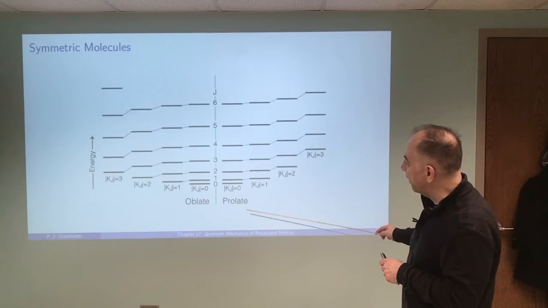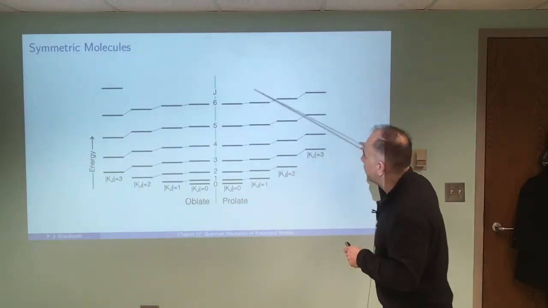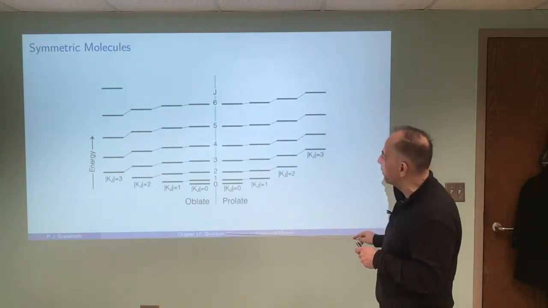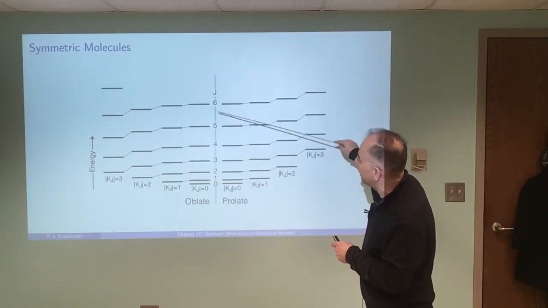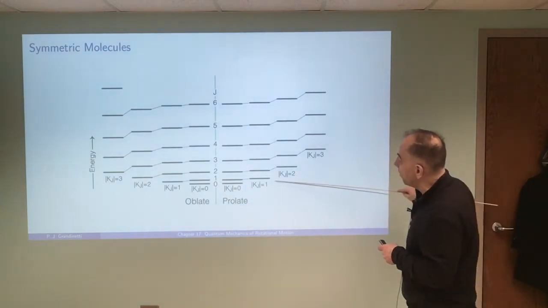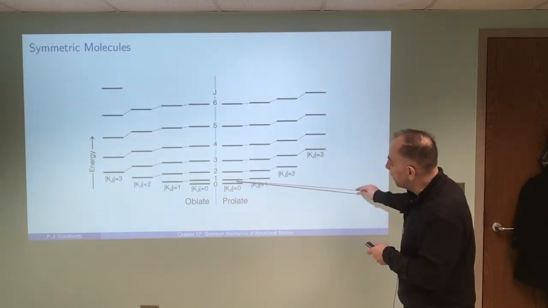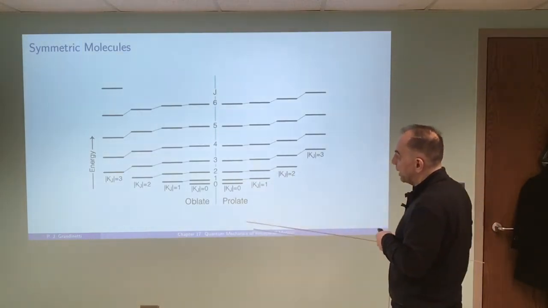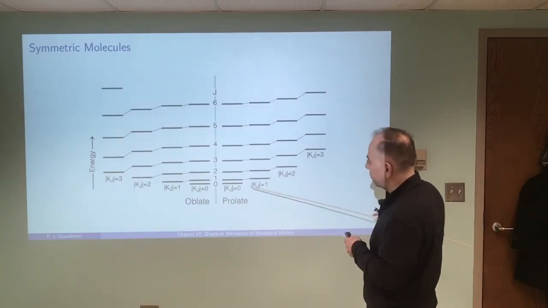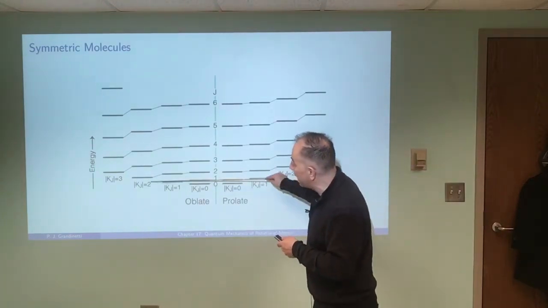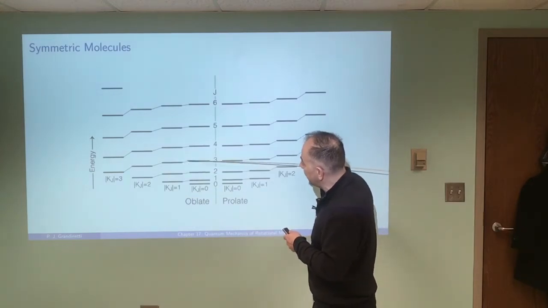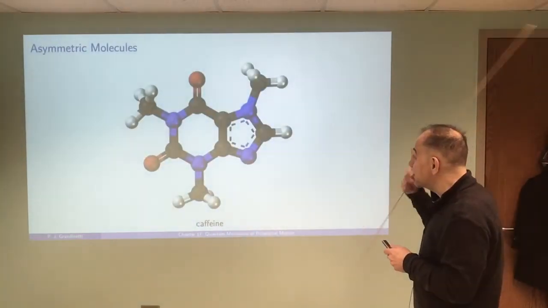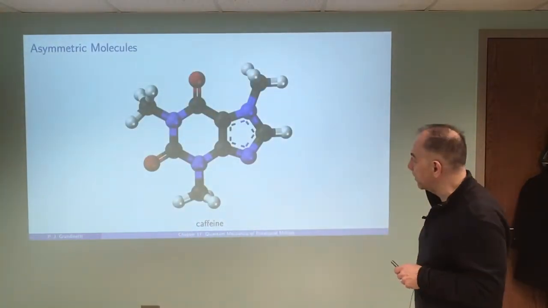So when you bring them together, the oblate case here on the left, the prolate case here on the right, I've grouped the KJ equals 0 levels next to each other, and you can see that those look pretty much exactly the same. But as you increase KJ in magnitude, in the prolate case, each one of those J levels will move up as the magnitude of KJ increases. Whereas in the oblate case, as you increase the magnitude of KJ, each of those J levels will start to decrease.